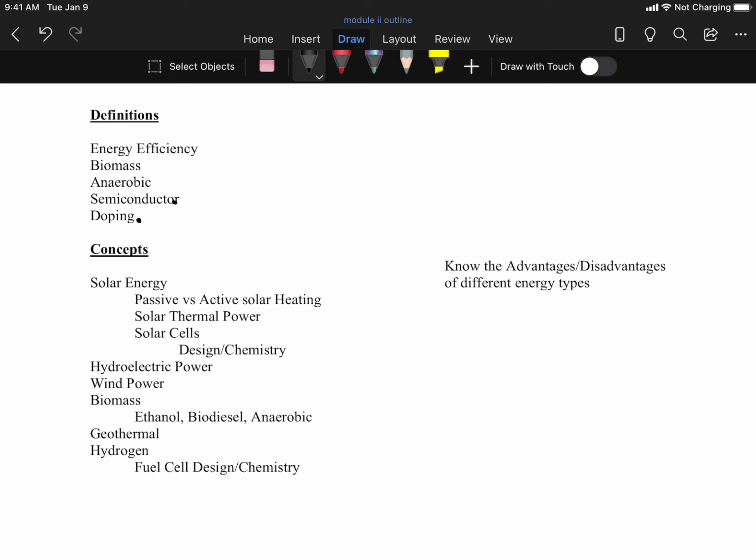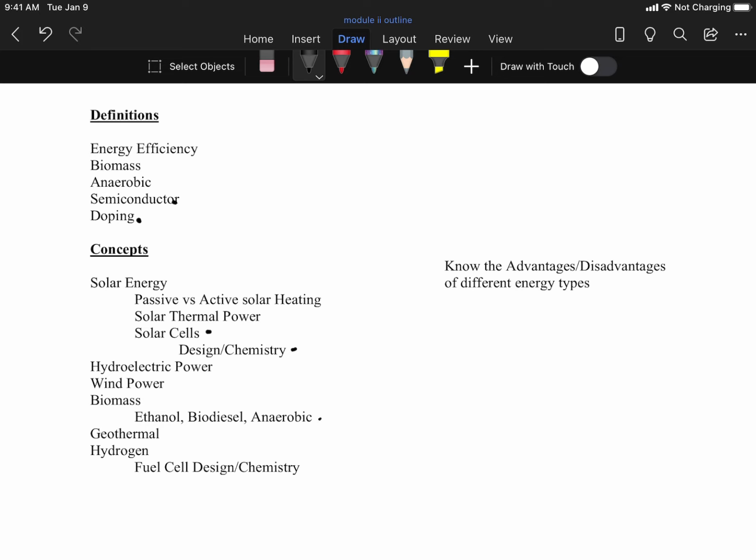Some of the early stuff on solar energy is pretty basic and would be okay to ask on a quiz. But when you get into solar cells and this down here, this stuff is a little bit more advanced. Hydroelectric's pretty basic. Wind's pretty basic. Biomass, if you know the definition, you're good. This stuff here is more advanced. Geothermal's pretty basic, and hydrogen, that's just more advanced, and we'll talk about that at the end of the chapter.